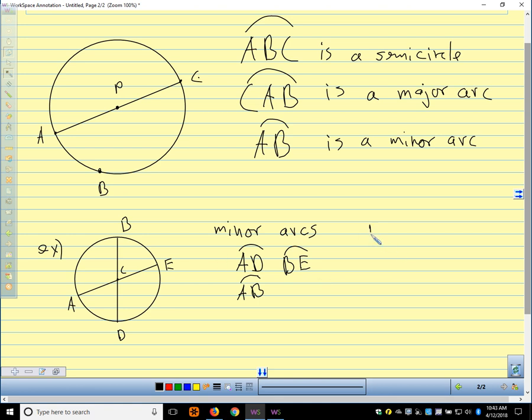How about major arcs? Let's name some major arcs. So, who can name a major arc for us?